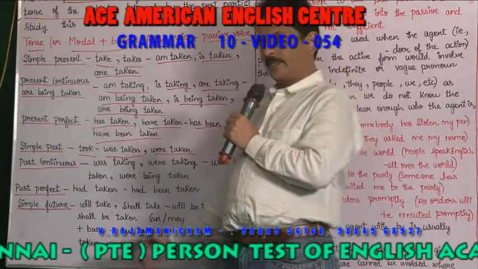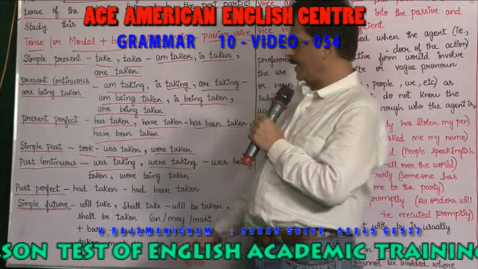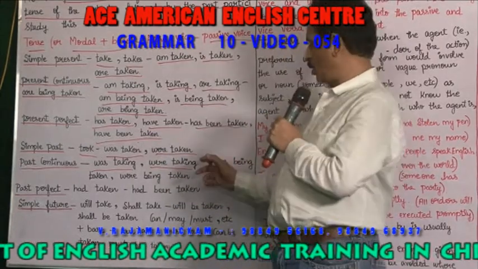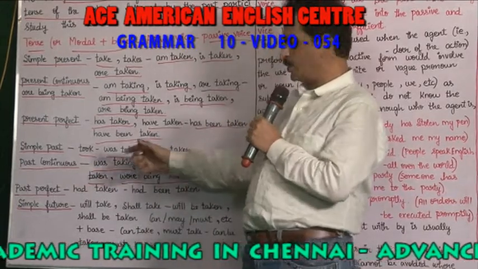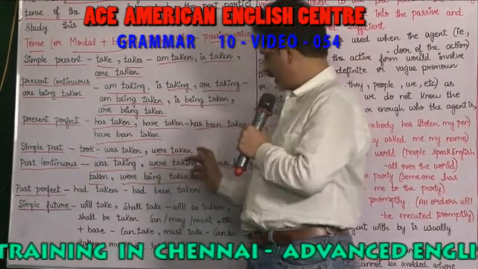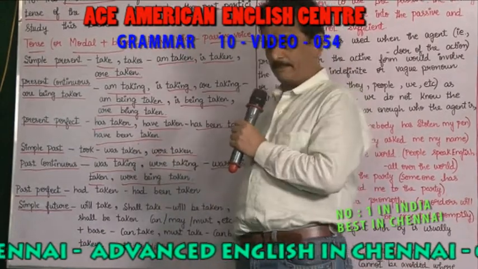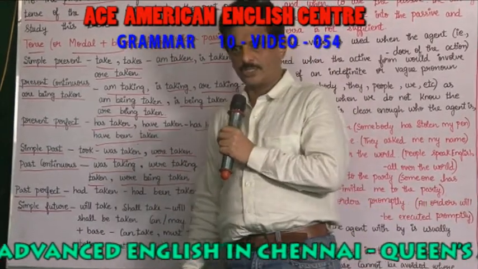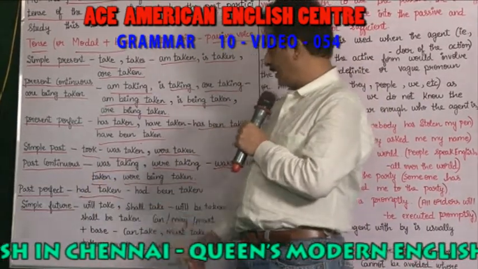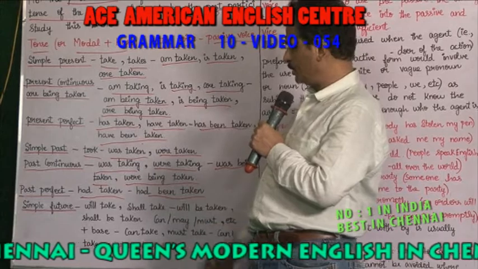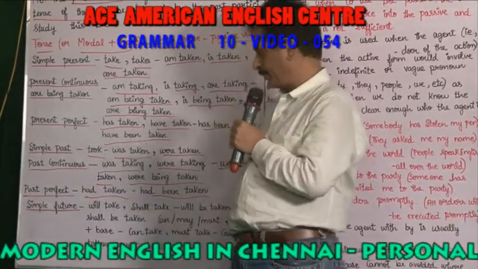In past continuous, for example, was taking and were taking in active voice changes into was being taken and were being taken. See, I was taking a book, a book was being taken by me. I was taking books, books were being taken by me. So in passive form, it changes like that. If it is had taken in active voice, in passive voice it changes into had been taken. I had taken a book, a book had been taken by me.